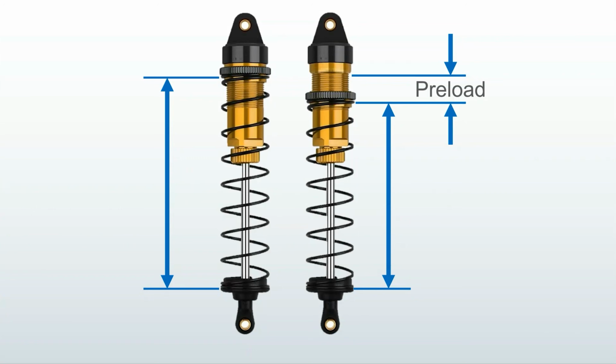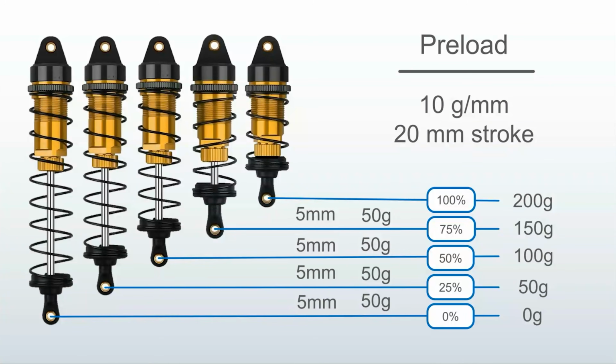Now let's understand preload. Preload means adding force to the shock by compressing the spring. But the shock does not change length, only the spring does. Assume a spring that is rated at 10 grams per millimeter, and the shock has 20 millimeters of stroke. To compress the shock 1 millimeter, it takes 10 grams. To move it 5 millimeters, it takes 50 grams.